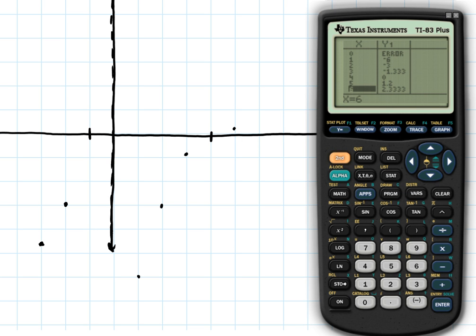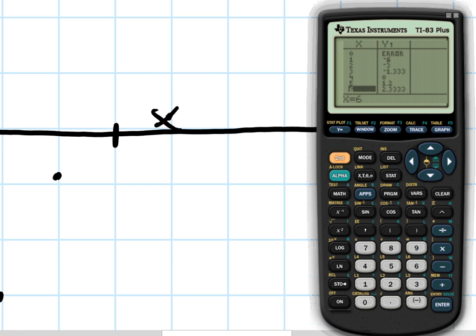Oh, I know why I'm surprised by that. I didn't put 1 1/3. This is the wrong point. Actually, let me get rid of that point.